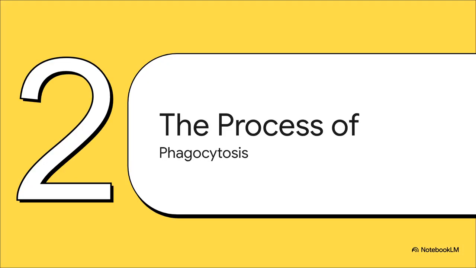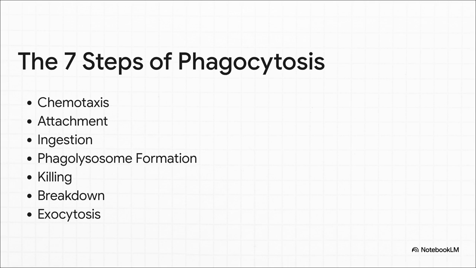Okay, so now that we've established the historical discovery of phagocytes and the whole concept of phagocytosis, let's transition to a much more detailed, mechanistic look at the process itself. You have to understand that phagocytosis isn't just one single event. It's a highly orchestrated, multi-step cellular program, and it's absolutely fundamental to our innate immunity. The entire process of phagocytosis unfolds in 7 distinct sequential steps.